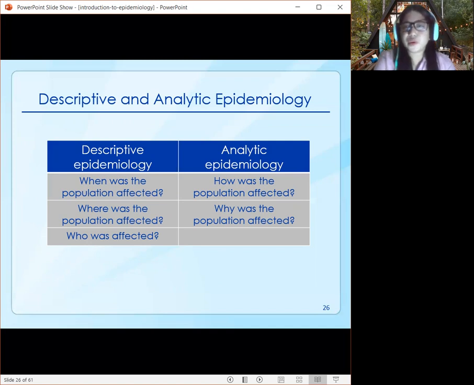From the observations gathered during the descriptive process, a hypothesis is generated about the causes of observed patterns and the factors that increase risk for disease or injury. Now, to test this hypothesis, epidemiologists must use the analytic epidemiology process, in which they ask how and why the population was affected.